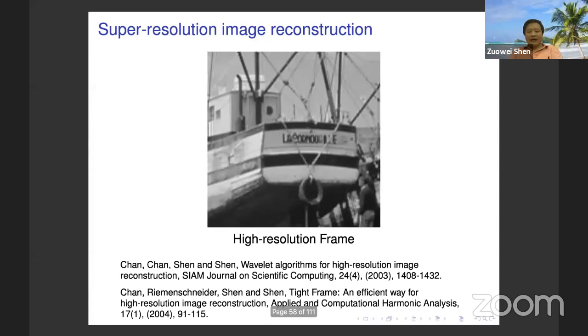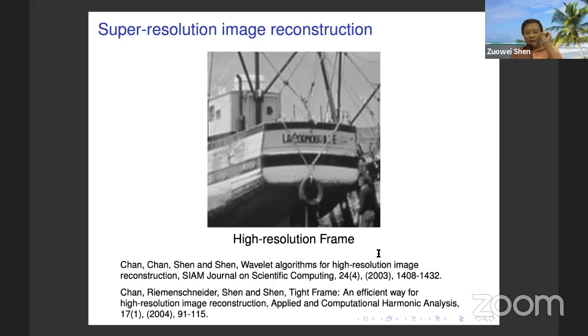I would like to use this opportunity to thank Raymond. He introduced me to this area and to this problem. We worked together; this is the first paper. By the way, Chang Shen is not a typo. The first Chang is Raymond Chan, the second Chan is Tony Chan, and this Shen is not me, it's Lixin Shen. We did it 20 years ago.